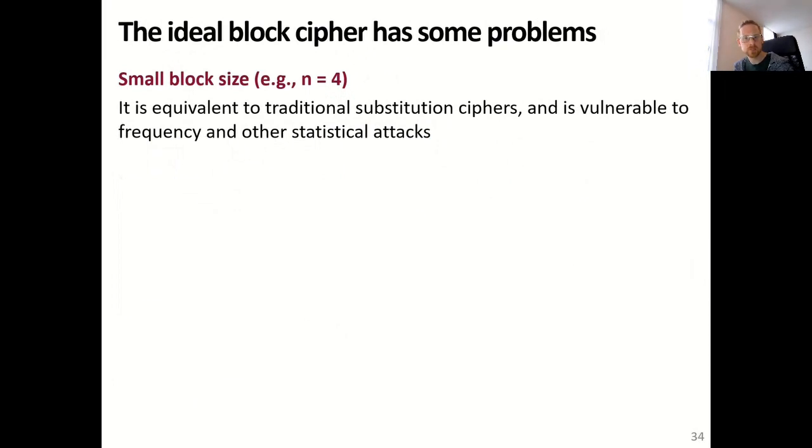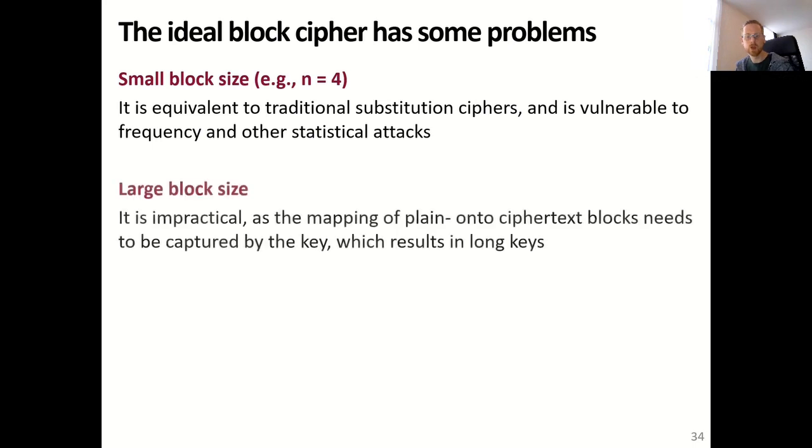This ideal block cipher has some problems, however. For a small block size, like 4 bits, it becomes equivalent to the traditional substitution ciphers that are vulnerable to frequency and other statistical attacks. For a large block size, it becomes impractical, as the mapping of plain onto ciphertext blocks needs to be captured in the key, and this key grows exponentially with the size of the block.